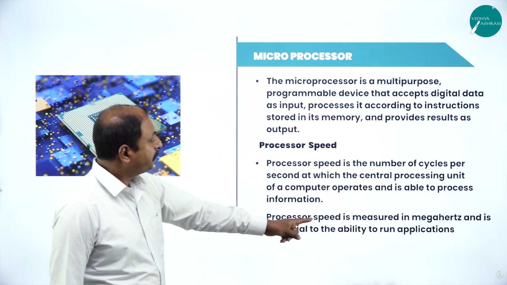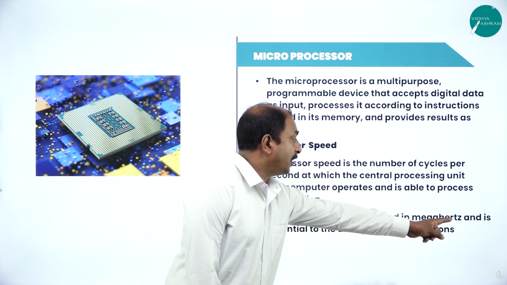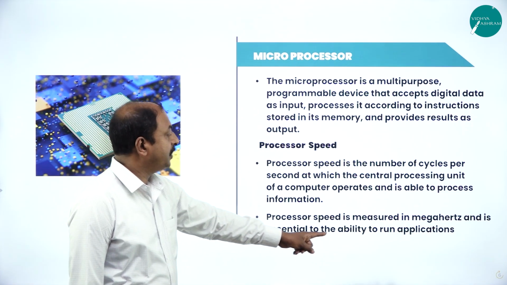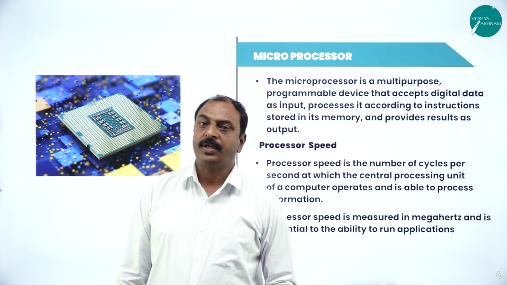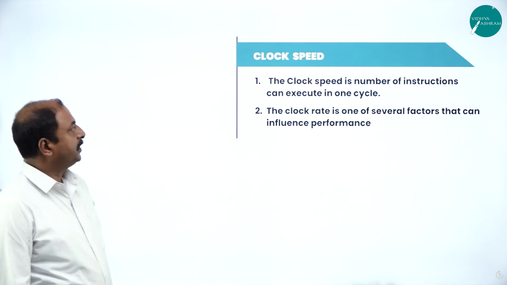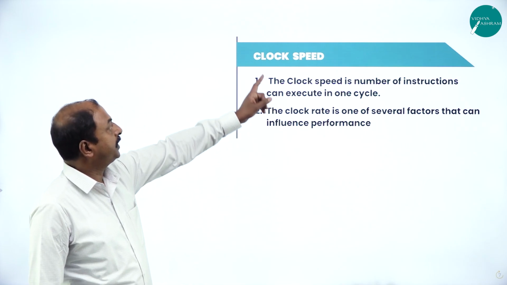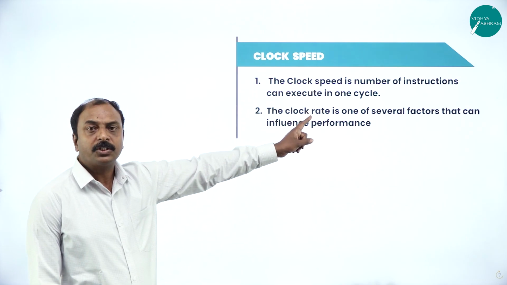The processor speed is measured in megahertz and is essential to the ability to run applications. Now we are getting microprocessors with gigahertz speed also. Another term we use here is clock speed. What is a clock speed?